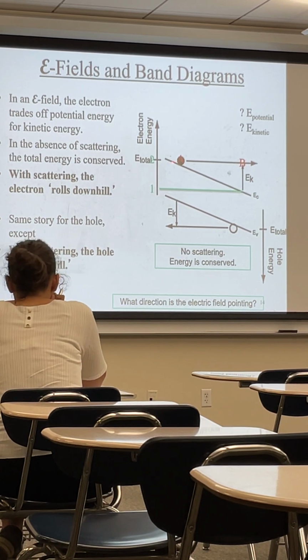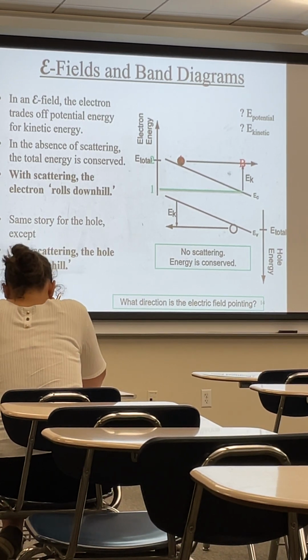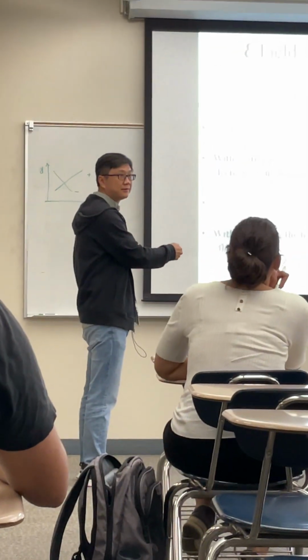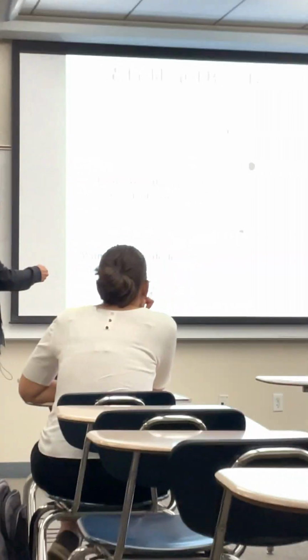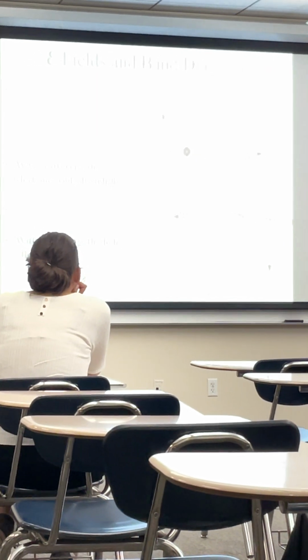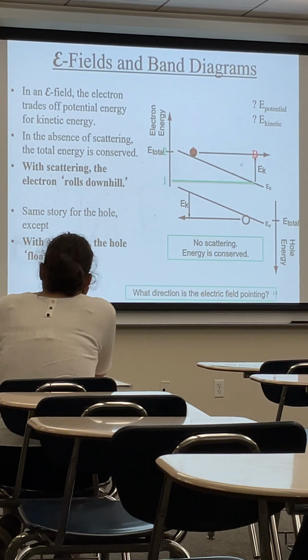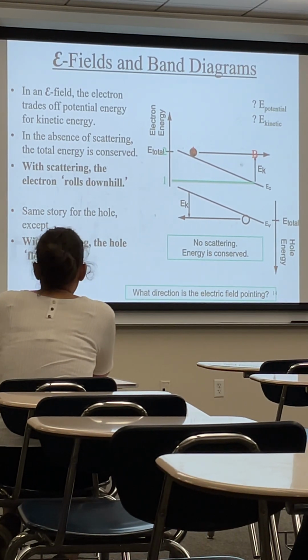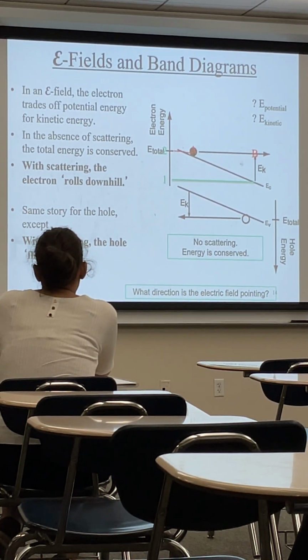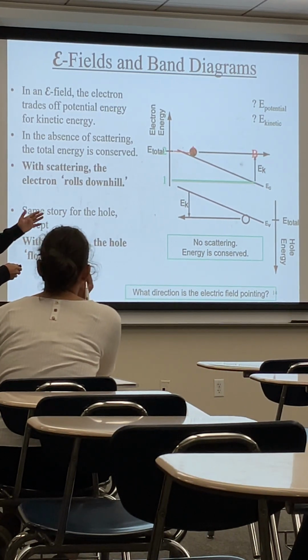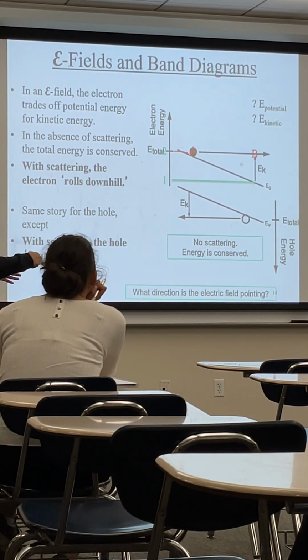So what's the potential energy for the electron at position A? 2. Yes, basically it's EC, right? You just draw a corresponding line here, and this will be 2. Okay, so just around 2. And how about kinetic energy for A? 1.